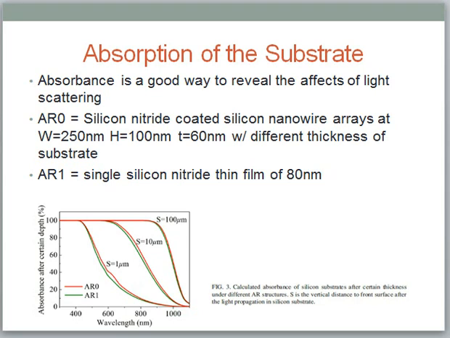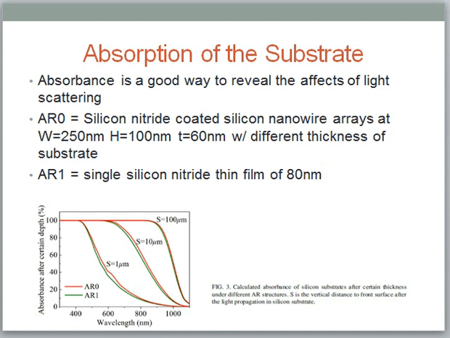Another light management factor is the absorption of the substrate. Absorption is a good way to reveal the effect of light scattering. As you can see from the graph below, there are AR0 and AR1. AR0 stands for silicon nitride coated silicon nanowire array, as the optimal geometric figure we figured out in the previous section. W equals 250 nanometers, H equals 100 nanometers, and thickness equals 60 nanometers.